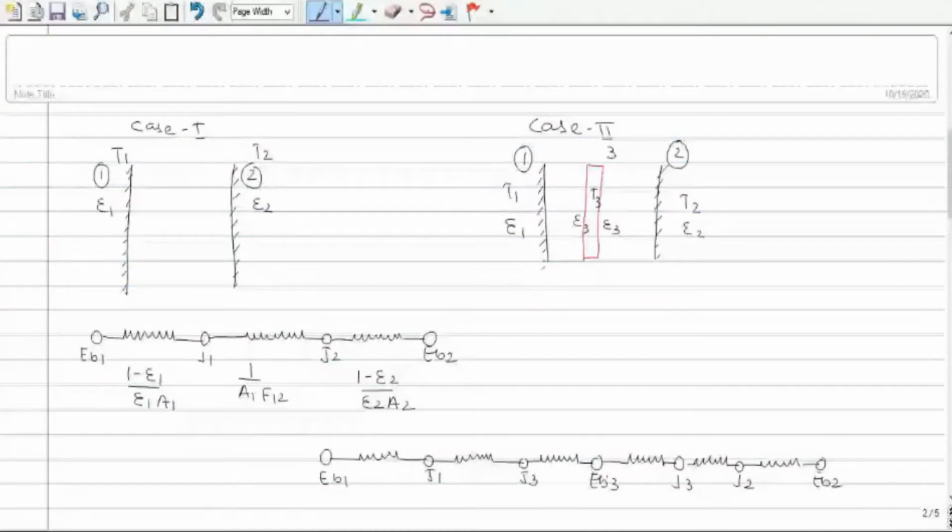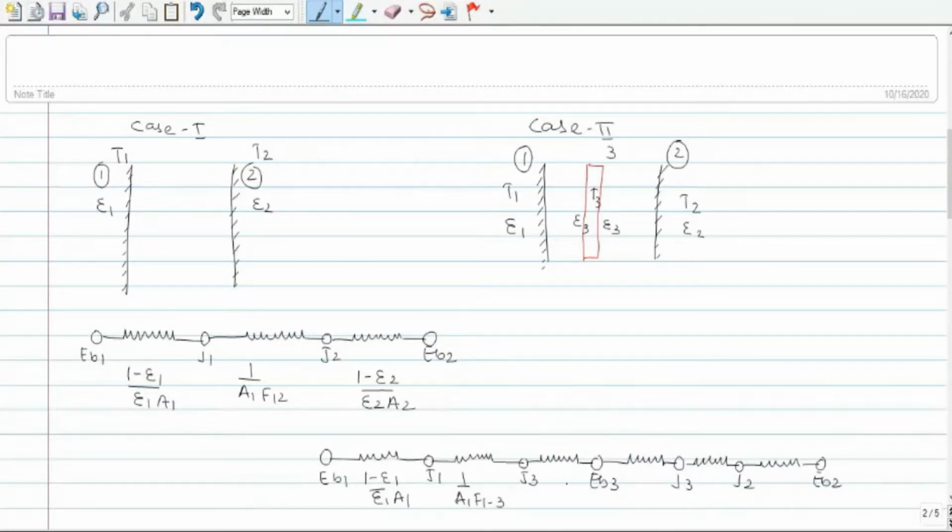So this becomes (1 minus E1) upon (E1 into A1). Here it is 1 upon (A1 into F13). Then here it is (1 minus E3) upon (E3 into A3). Similarly, here it is (1 minus E3) upon (E3 into A3). Here it is 1 upon (A3 into F32). And here it is (1 minus E2) upon (E2 into A2). So this is the overall picture for case number 1 and case number 2.